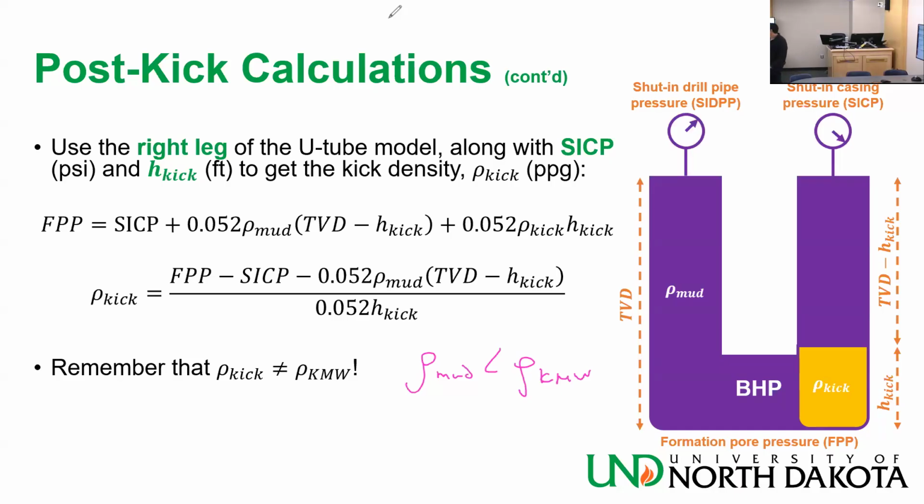Can you get a kick not because you had the wrong mud density? Yes. You can swab it in. That's one option, you get it when you are swabbing. Or you fracture the formation, then you have lost circulation, and then you are dealing with a different problem. You need to pump lost circulation materials to plug that portion, circulate the kick out, and then continue.